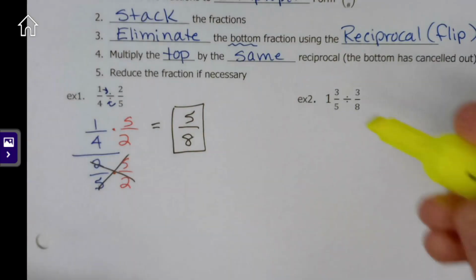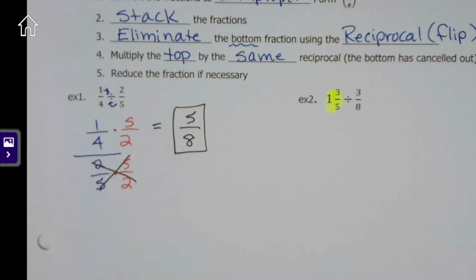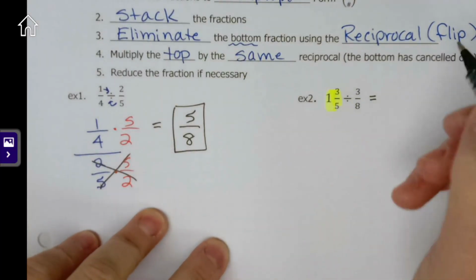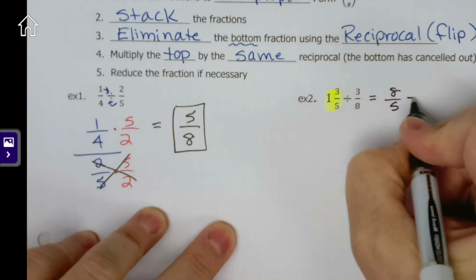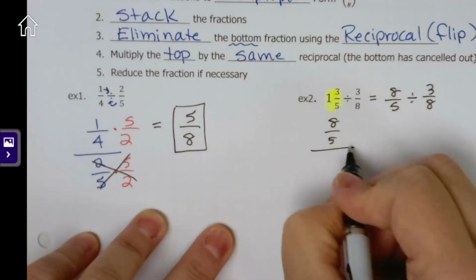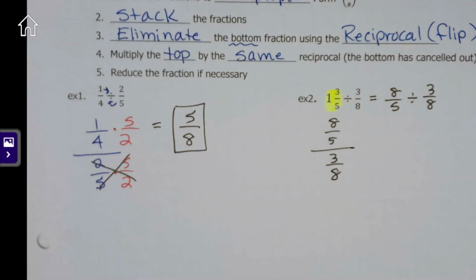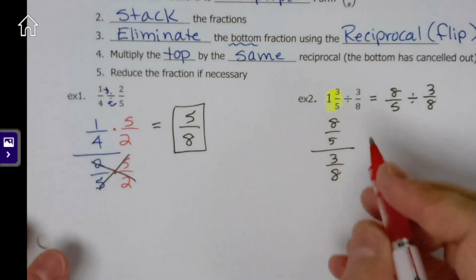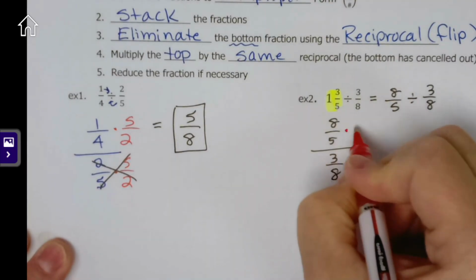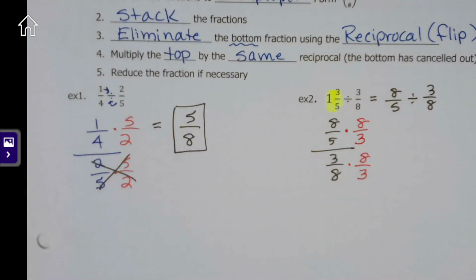All right, for example 2. Example 2 has a mixed number. So first thing we need to do is fix that. So 5 times 1 is 5. Plus 3 is 8/5. So we have 8/5 divided by 3/8. So stack it up. 8/5 over 3/8. All right, it's stacked. Now we're going to eliminate the bottom. Multiply the bottom by its reciprocal. So just flip the 3/8. It becomes 8/3. Multiply the top by the same thing, 8/3.